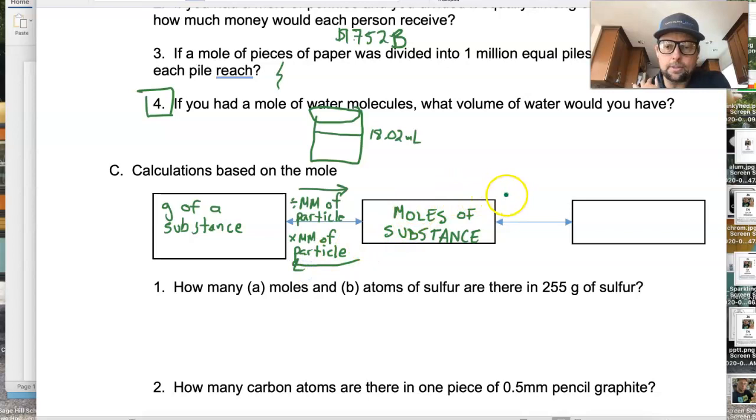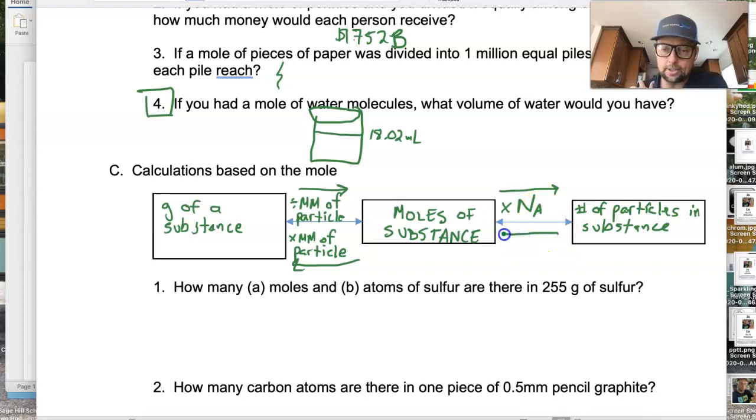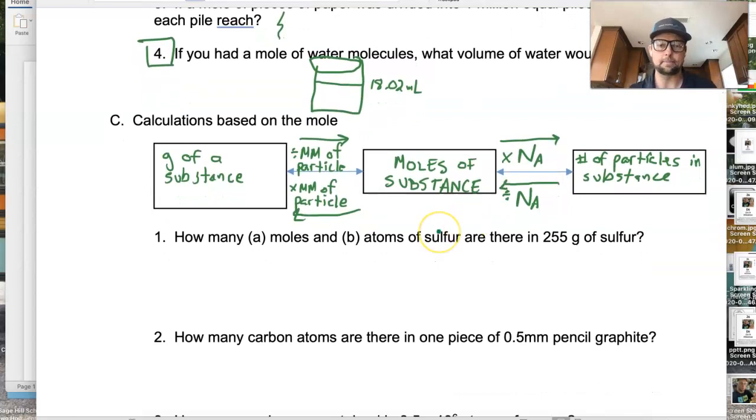If we know the number of moles and we want to find the number of particles, not the mass, then we have to use Avogadro's number. In this direction, we multiply by Avogadro's number, which is given that designation, capital N with a subscript capital A, or in this direction, we divide by Avogadro's number. So let's do a couple examples, and then of course your homework has a whole bunch of these examples.